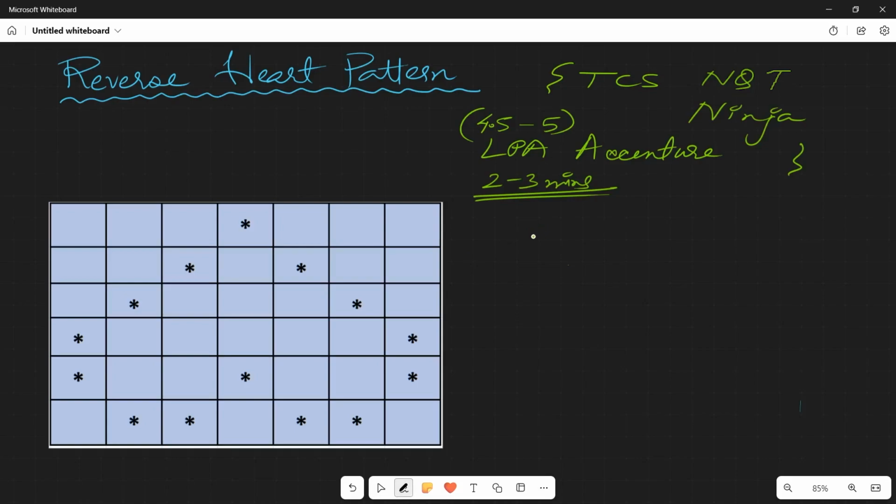So let's try to understand about this. So I will just do one thing. I will give you the column numbers and the row numbers. So here you can see I have 0, 1, 2, 3, 4, 5, 6. That means 7 columns. And 0, 1, 2, 3, 4, 5. We have 6 rows. Make sense?